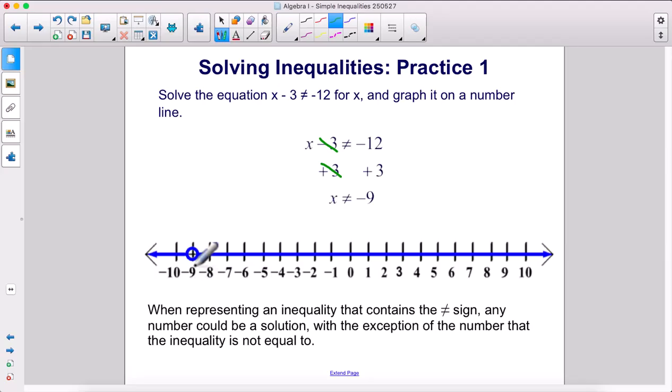So we go to negative 9 on our number line. We draw an open circle because negative 9 is not in our solution set, but every other number is. Therefore, we draw rays to the left and right from the circle.